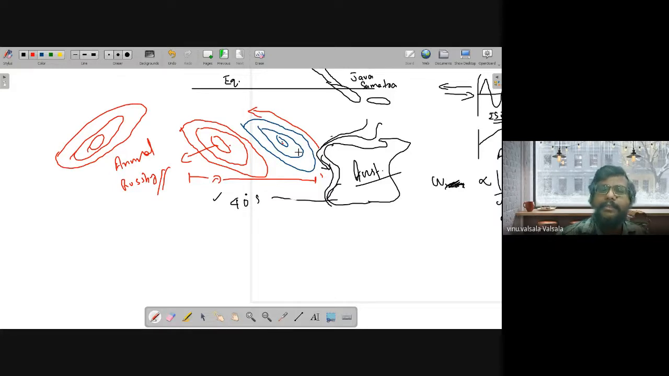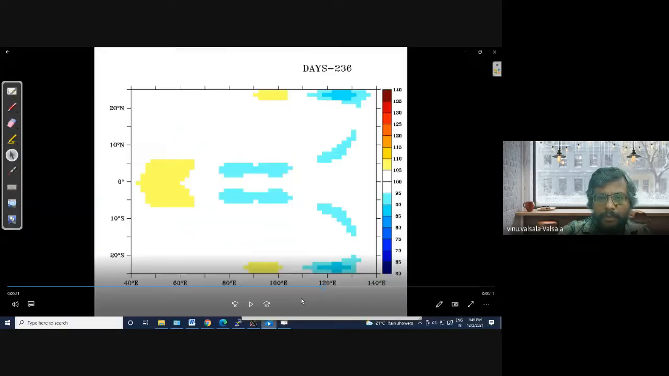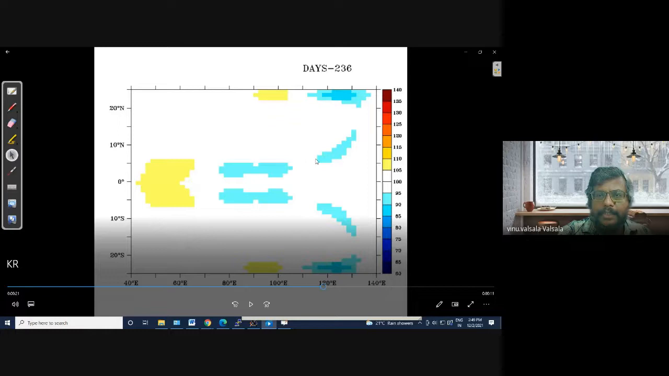Can anybody guess why I have drawn a phase like this? Which is true, actually. If you see our movie, see that the inclination of the wave is more towards the left.